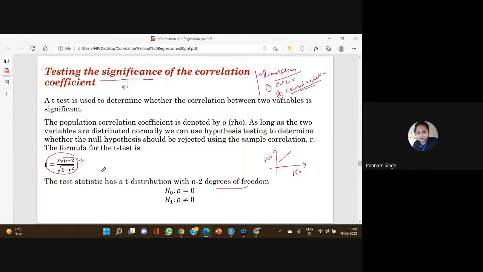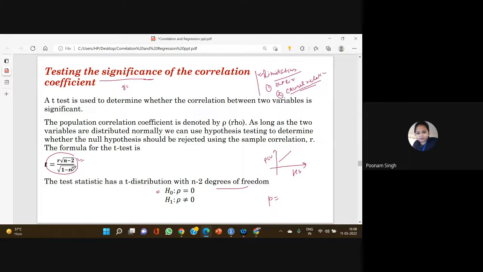So to interpret the result, if you reject H naught, then you can say that there is significant linear correlation. And if you fail to reject H naught, then you can conclude that there is statistically no significant linear correlation. And in SPSS, to test the significance of the correlation coefficient, you will see that SPSS reports the p-value. It does not give the t-test.